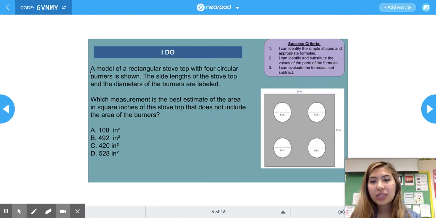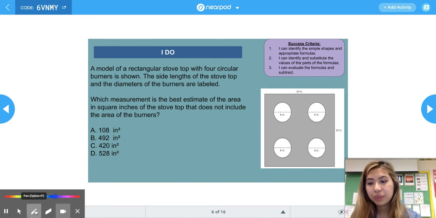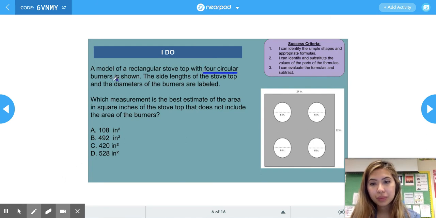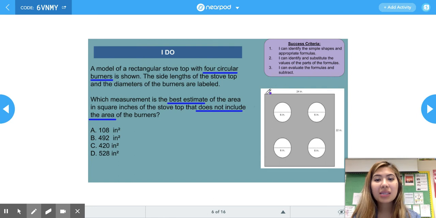This I do problem reads: a model of a rectangular stovetop with 4 circular burners is shown. The side lengths of the stovetop and the diameters of the burners are labeled. Which measurement is the best estimate of the area in square inches of the stovetop that does not include the area of the burners? So basically, we're trying to find the area of the shaded gray part of this diagram.